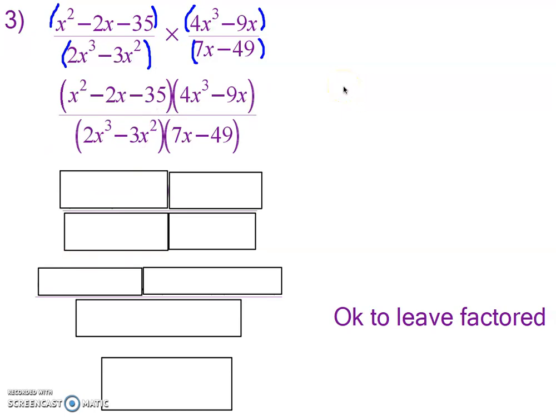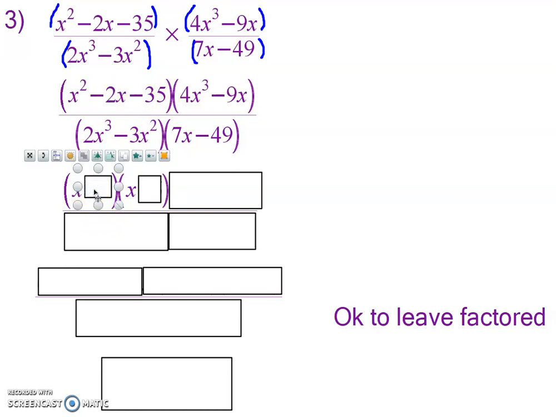Okay, at this point we're ready to factor. You look in each of these parentheses, see if you can factor. Here we have 3 terms. No GCF, can't pull out a GCF, so we set up reverse FOIL. X times x is x squared. We're looking for what numbers multiply together to give us negative 35, that combine together to give us negative 2. That's a negative 7 and a positive 5.